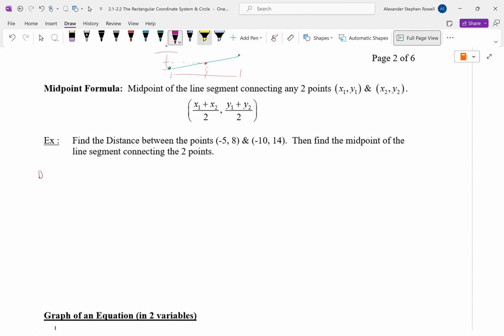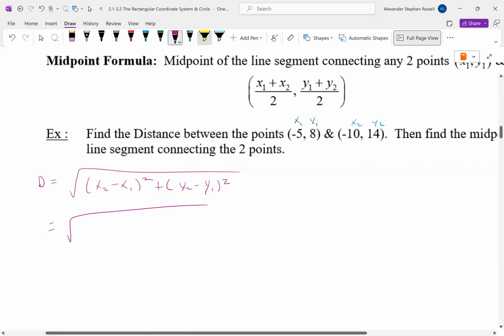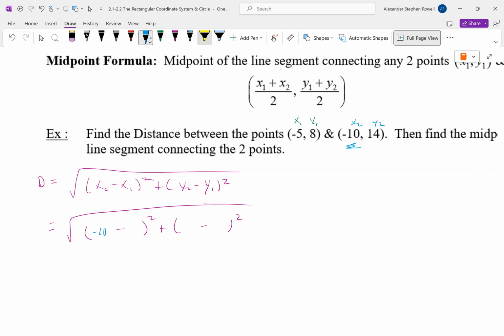So let's apply this distance formula. The distance is equal to the square root of (x2 minus x1) squared plus (y2 minus y1) squared. We just need to label these points. Let's call this x1, y1, and x2, y2. If we plug in, we get the square root of what minus what? All right, -10 is x2, minus x1 is -5.